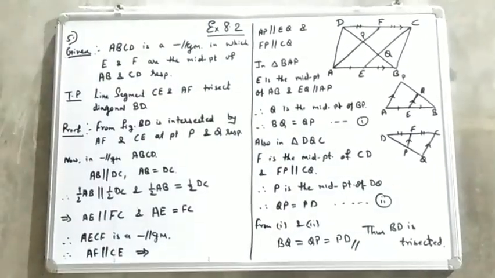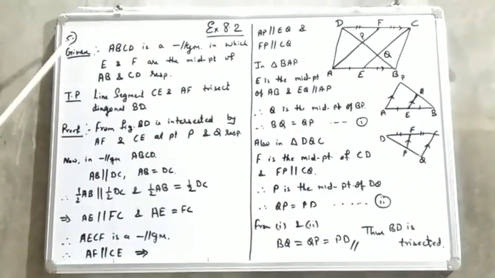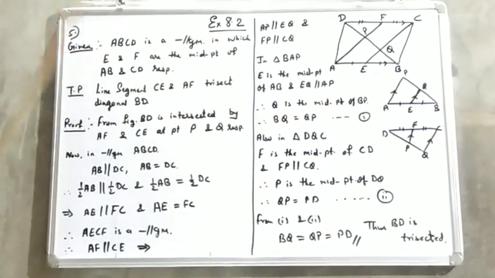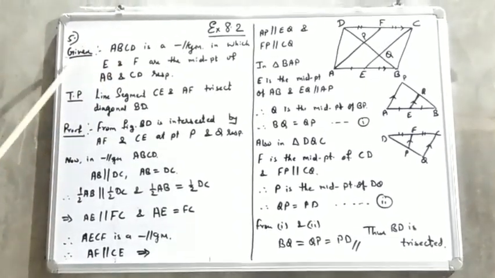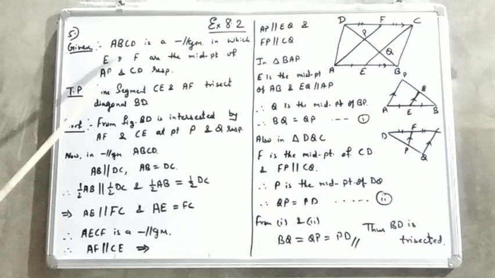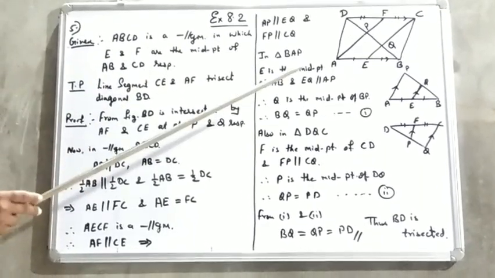In the last class, we had completed up to question 3 on the board and the 4th was given as homework. Today we will start question number 5 of exercise 8.2. They have given ABCD is a parallelogram. You can see the figure here.